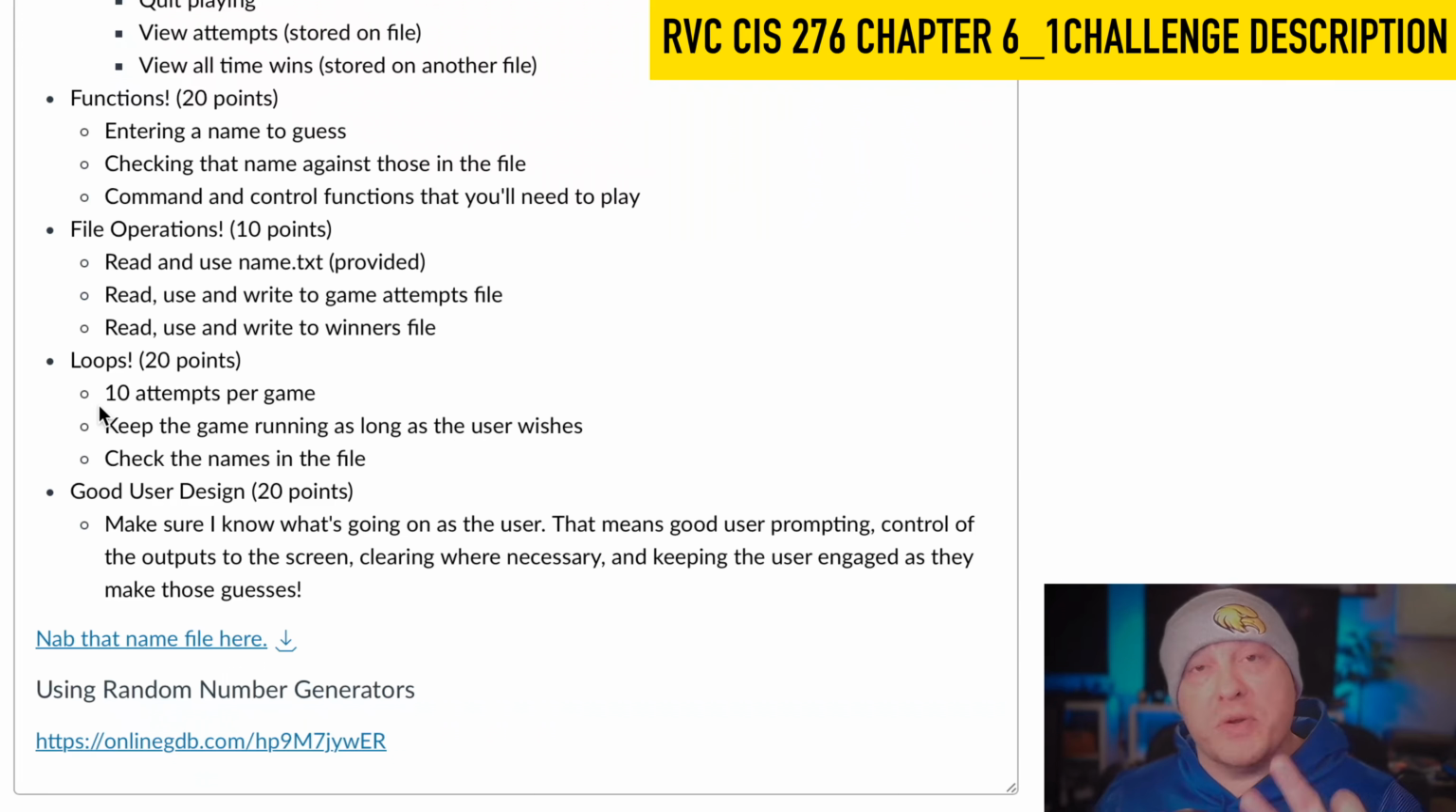So you'll have 3 file operations by and large: read and use name.txt provided, but you do not have to use it. You can use your own names here for the guess. Read and use the game attempts file. Just remember, every time I play a game, increment a counter and store that counter value into the game attempts file. All-time wins file, every time I guess a name correctly, add 1 to the counter, store the total value of the counter into the all-time winners file. Those are your 3 file operations.